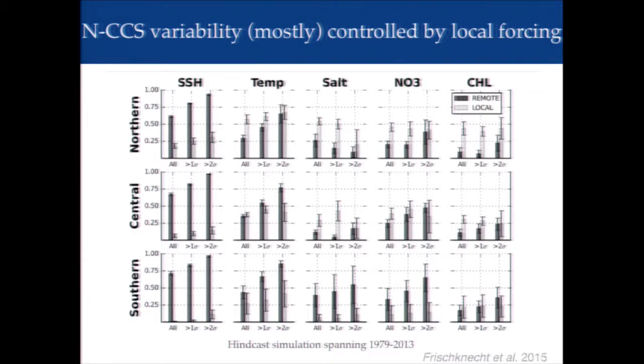Showed that the Northern California current variability was mostly controlled by local forcing rather than remote. And so this is the southern CCS, the central CCS, and the northern CCS. And what you noticed is from this hindcast simulation spanning 1979 through 2013, for these different variables, I say mostly because sea surface height was still largely influenced by the remote, but the local forcing was more important in determining the variability for all these other variables, right? So as you move north, the local forcing becomes more important than the remote from this work.